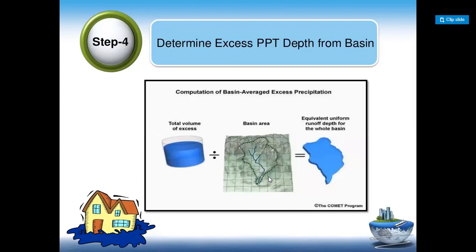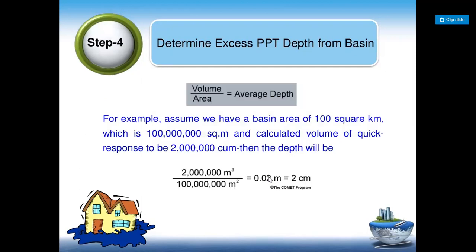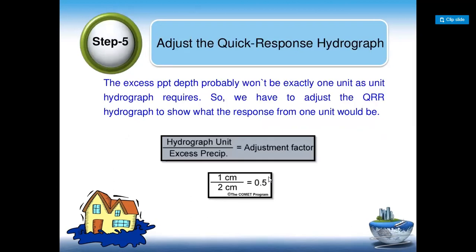And this is the excess: determine excess depth from the basin. Computation of a basin average excess precipitation. Total volume of excess over basin area is equivalent to a uniform runoff depth for the whole basin. Guys, here volume divided by area is equal to average depth. Here this is the example. I skipped the example, guys.